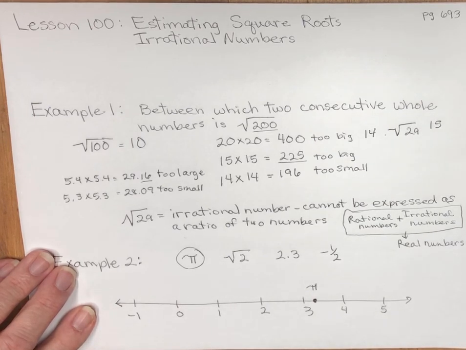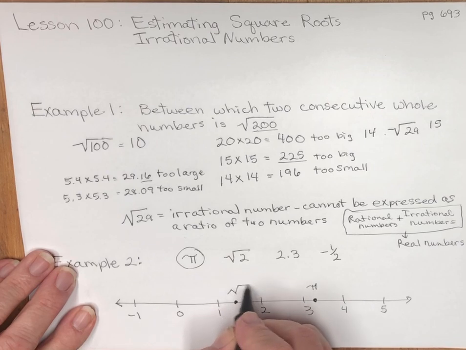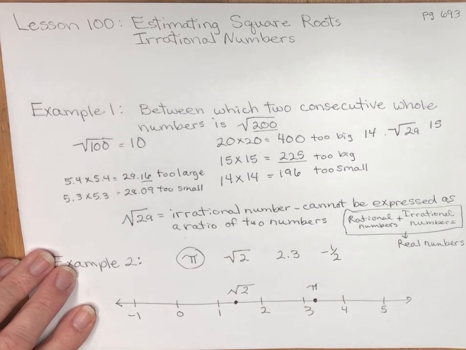Then we look at the square root of 2. Well, the square root of 2 is somewhere placed between 1 and 2. And so if we place our square root of 2, it'd be right here. It is also an irrational number.